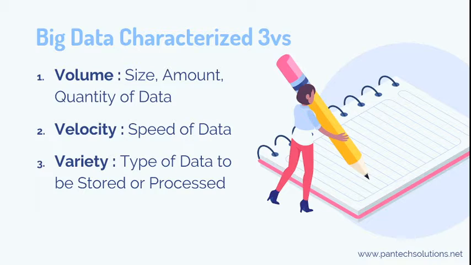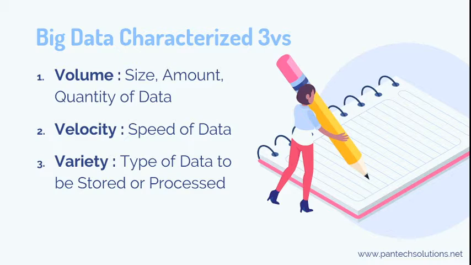If you take big data, it is categorized into three V's: volume, velocity and variety. Volume is the size, amount and quantity of data. About this I don't need to explain, you already know. Velocity is the speed of data. If you want to retrieve data from one place to another, and save it to any server or cloud, how fast is it achieved? That is the speed of data.